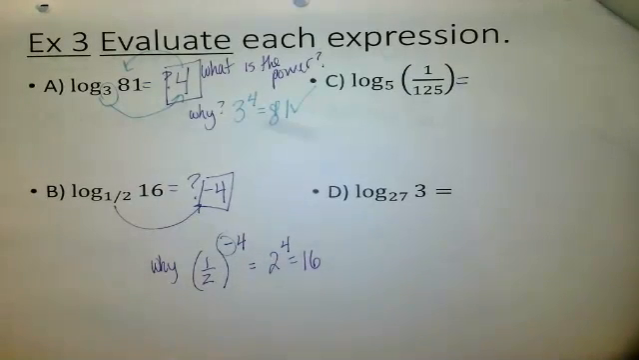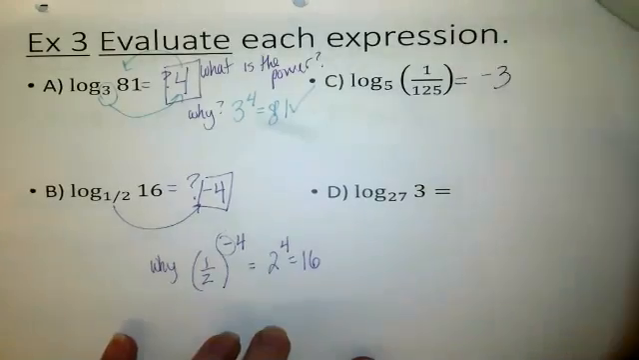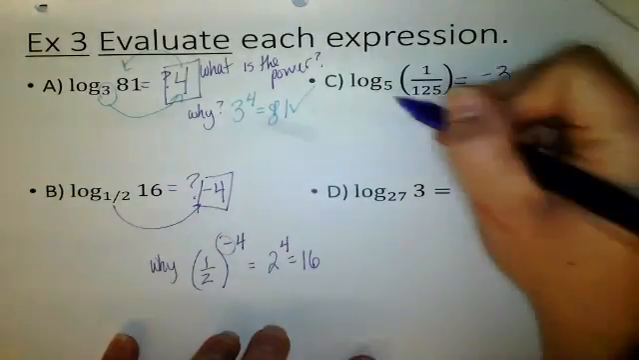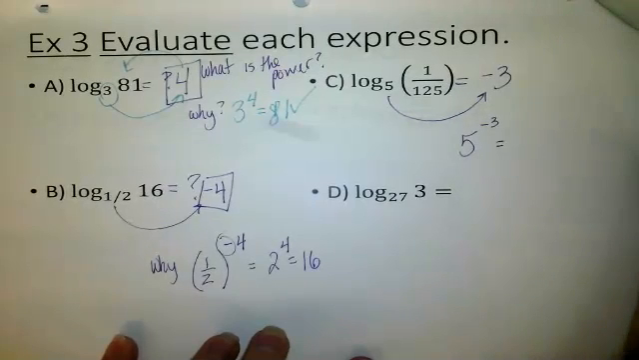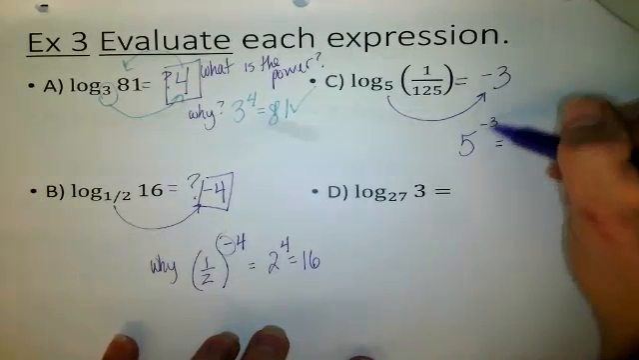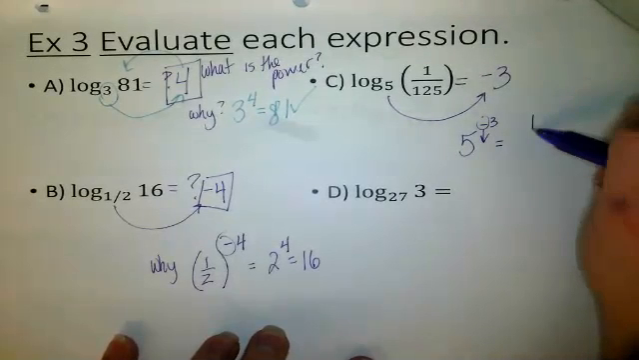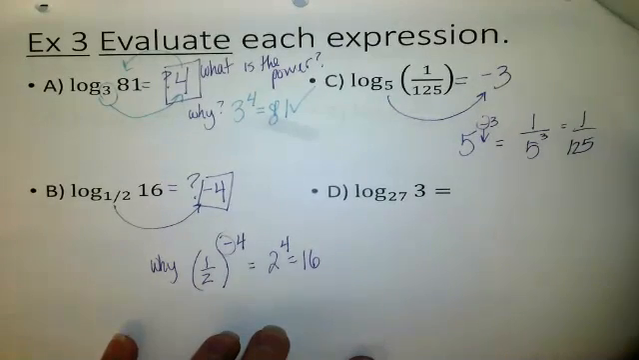All right, letter C. Log base 5 of 1 over 125. -3. Very good. Why? Because swirly, 5 to the -3. That negative creates a fraction, 1 over 5 cubed, which is 1 over 125. Okay?